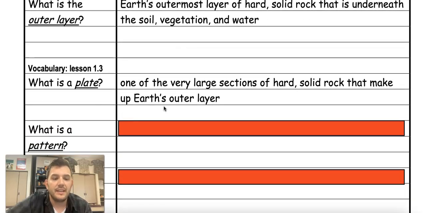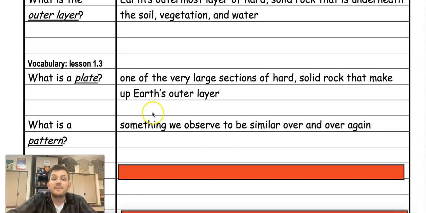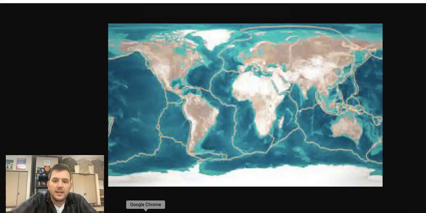Then we have to know, what is a pattern, okay? So when we're talking about a pattern, we are talking about something we observe to be similar over and over again. Scientists are constantly looking for patterns all throughout the universe in everything we do. I have a pattern on my flannel shirt. We're going to look for patterns even in our Earth crust, how these things move.